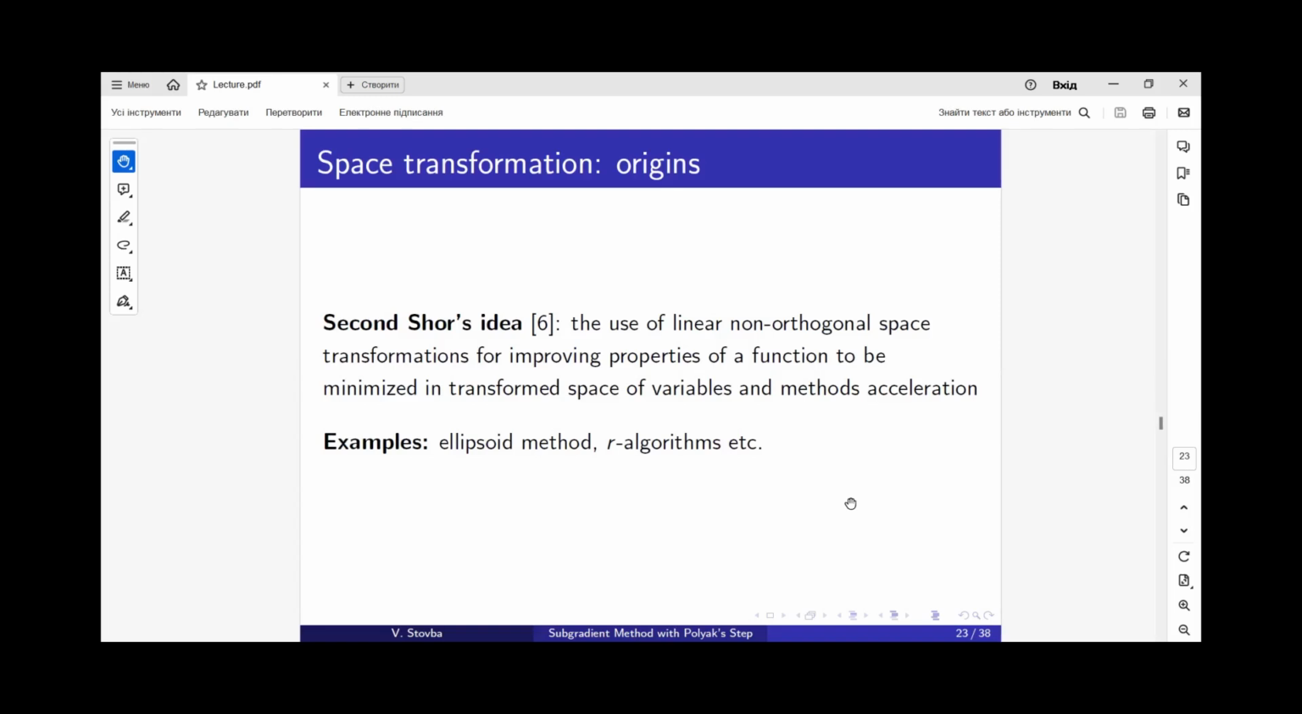Here we talk about contour lines and how strongly they are stretched. The less they are stretched, the better the subgradient method with Polyak step works. Examples of these methods are the ellipsoid method, r-algorithms, and a lot more.